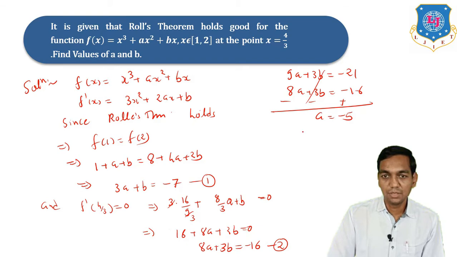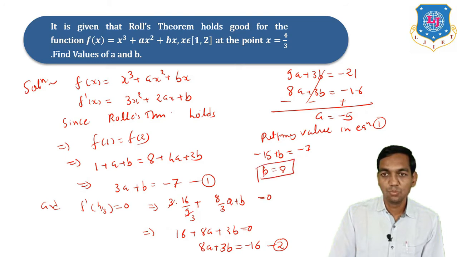A is minus 5, so put it in either of them. So here I am going to put a is equal to minus 5 in equation 1, and that will give you minus 15 plus b is equal to minus 7. So b is equal to 8. So a has a value minus 5 and b has a value 8.